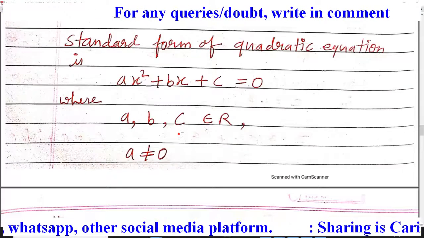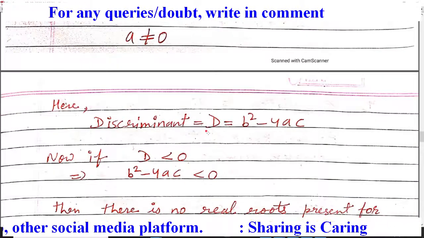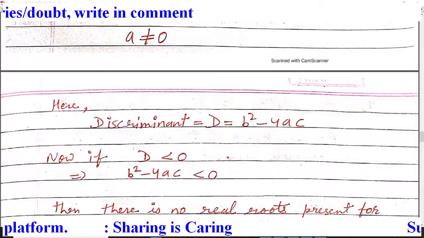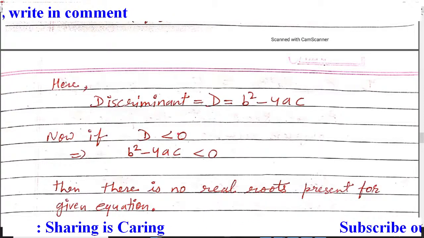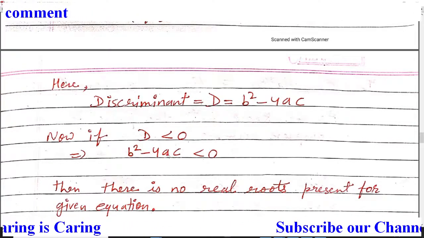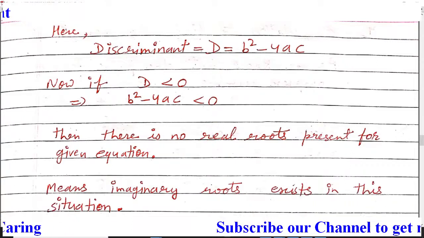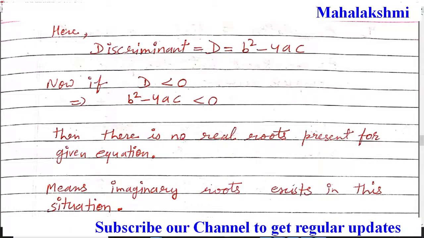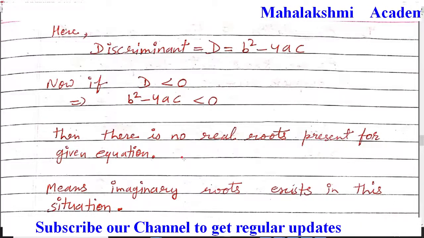Now the discriminant. The discriminant formula you already used in 10th class, that is D equal to b square minus 4ac. Now if D is less than 0, in that situation b square minus 4ac is less than 0, then there is no real root present for the given equation. This we already knew, we had used it in 10th class.